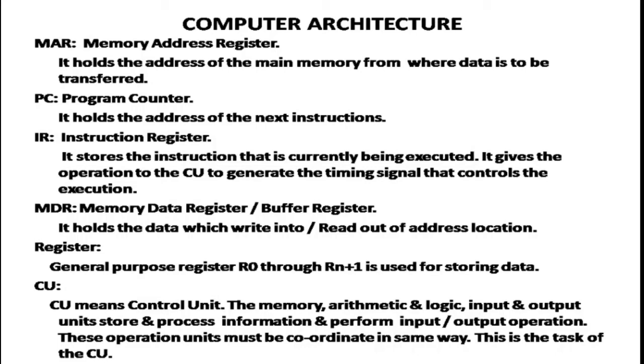Next one is the main part, control unit. So control unit means the memory, arithmetic and logic unit, and input output units store and process information and perform input output operations. These operations units must be coordinated in some way. This is the task of the control unit. So in other words, control unit is the brain of the computer. So next we will see about the registers and register transfer.